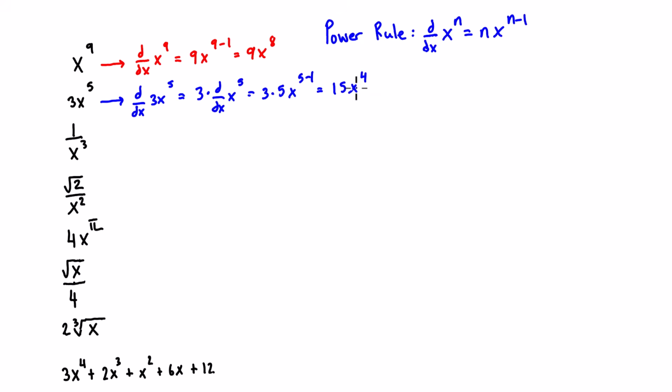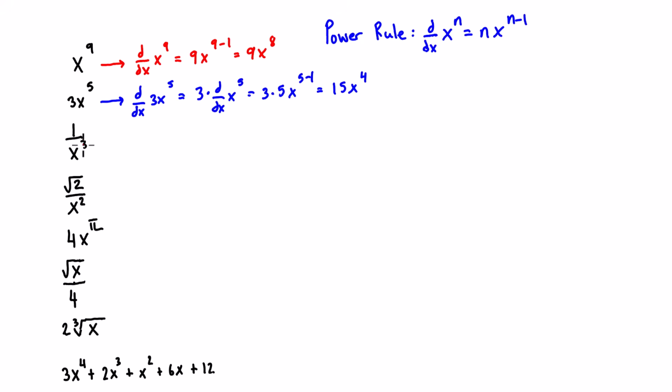So that is the derivative, or if someone was asking you again for the slope of this function at some point, let's say at x equals 20, you could just plug in 20 here, and the value that you get would be the slope of 3x to the 5 at x equals 20. All right, let's move on to the next one.